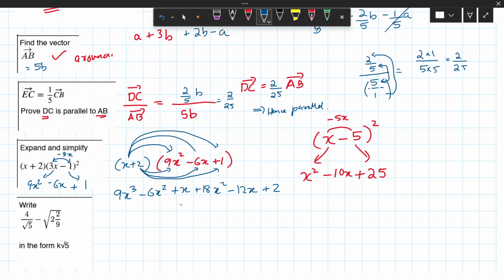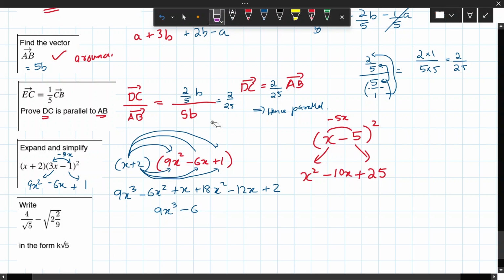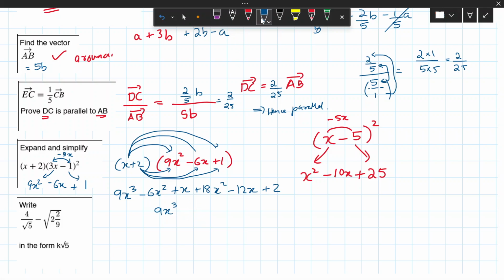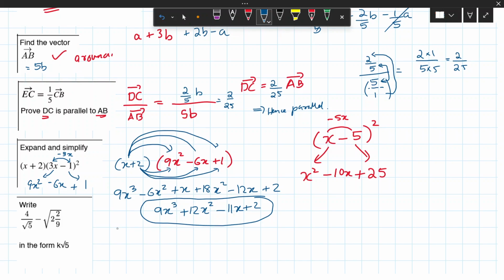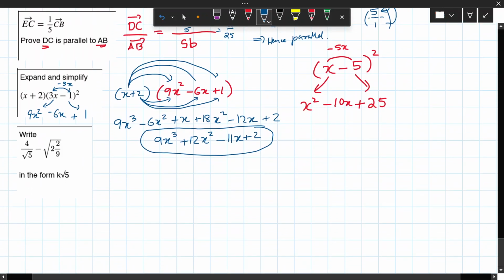Now we just have to tidy this up. So that will be 9x cubed minus 6x squared plus 18x squared, so that will be plus 12x squared. And then x minus 12x, so that will be minus 11x. And then this would be 2. Yep, that should be our expanding brackets.